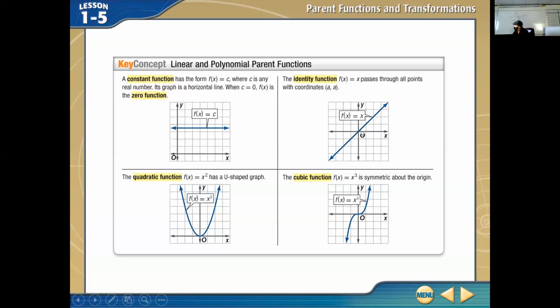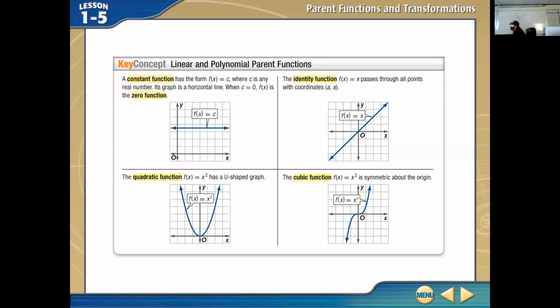You can see it passes through the origin. As x goes to negative infinity, f of x goes to negative infinity. As x goes to positive infinity, f of x goes to positive infinity. Range, all real numbers. Domain, all real numbers. This has symmetry about the origin. And it's a continuous function.